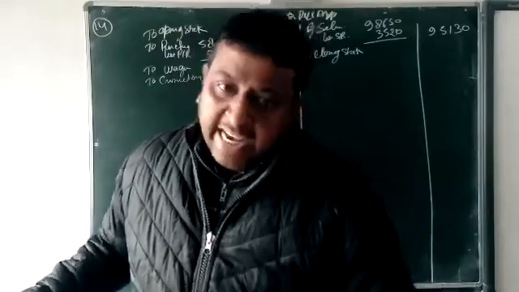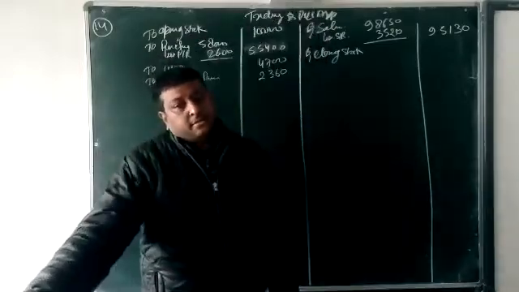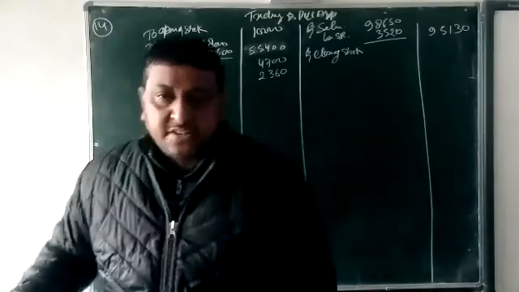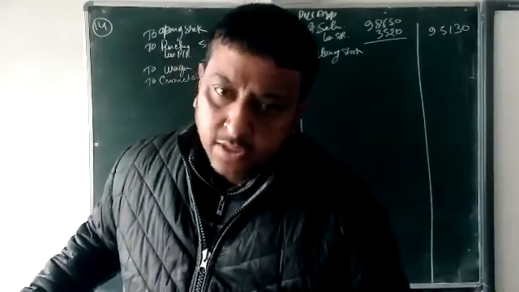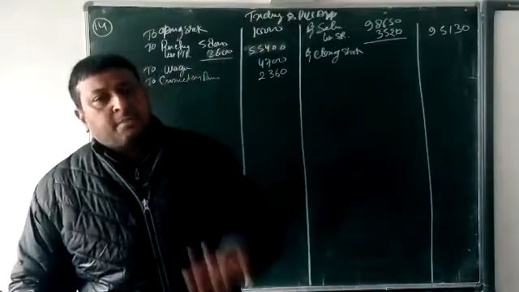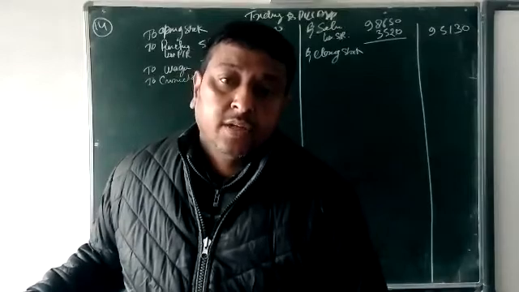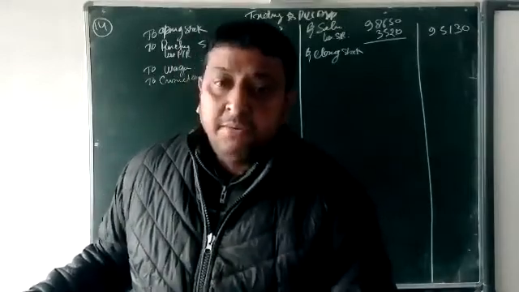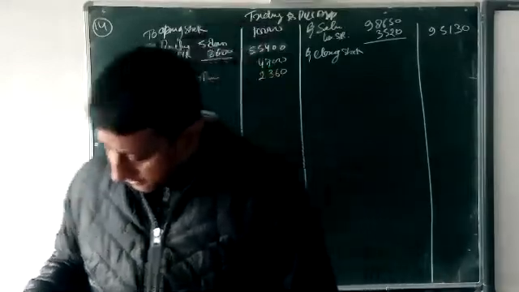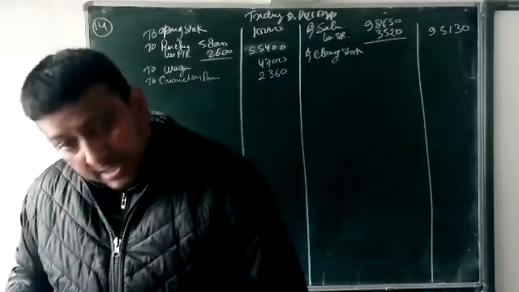Land and building, assets. Next, scooter, assets. Next, scooter repairs. It's an expense, but going on the PL account, it's not a direct expense. Next, BR, it's a bill receivable, assets. Next, commission, PL account.